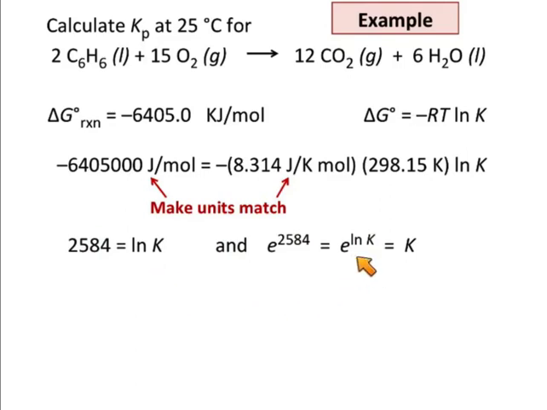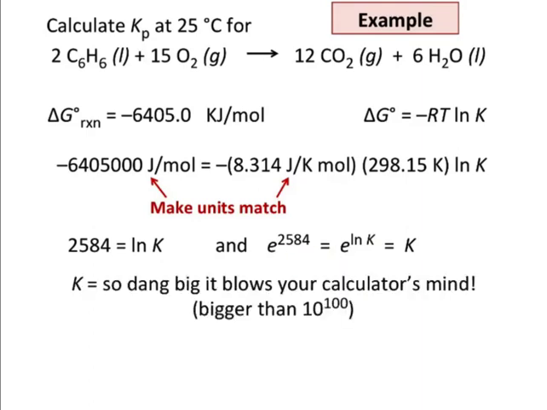Remember, if you want to undo the natural log of K, you just take e to both sides. So here's e to the natural log of K, which is just equal to K. And then the other side is e to the 2,584. And this number is so freaking big, it blows your calculator's mind. What does that mean? So that means that since K is so big, effectively K is almost infinity, and you have all products and no reactants. Which, you know, makes sense because you're burning a flammable liquid, that reaction is going to go.